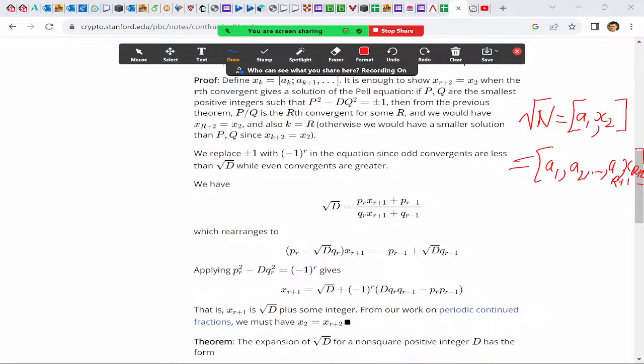So if X R plus 2 equals X2, then R is the period, right? Well, it's a multiple of the period. So that makes sense. But why is X R plus 2 equal X2? That's what the proof is trying to show. It's trying to claim that capital R plus 2 equals X2 is somehow obvious.